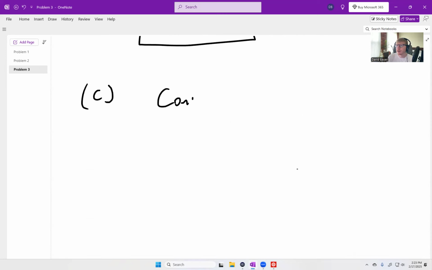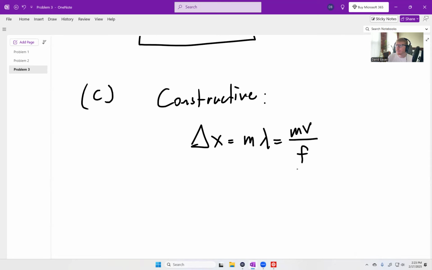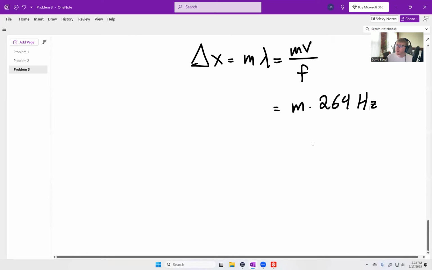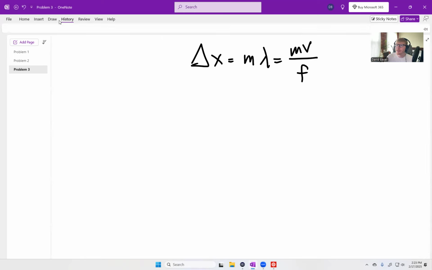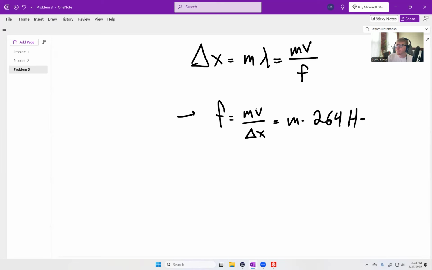So we want this to be a whole multiple of the wavelength. So we're going to have m times 264 hertz. Sorry, I skipped a few steps there. f is going to be m v over delta x, which is m times 264 hertz.